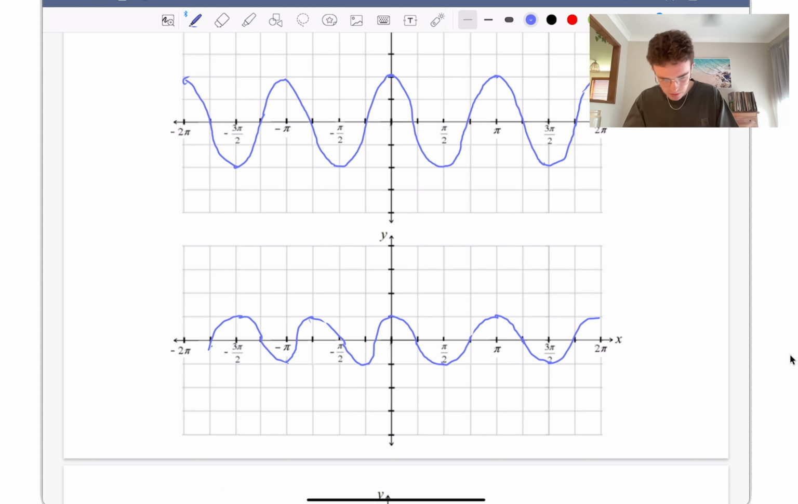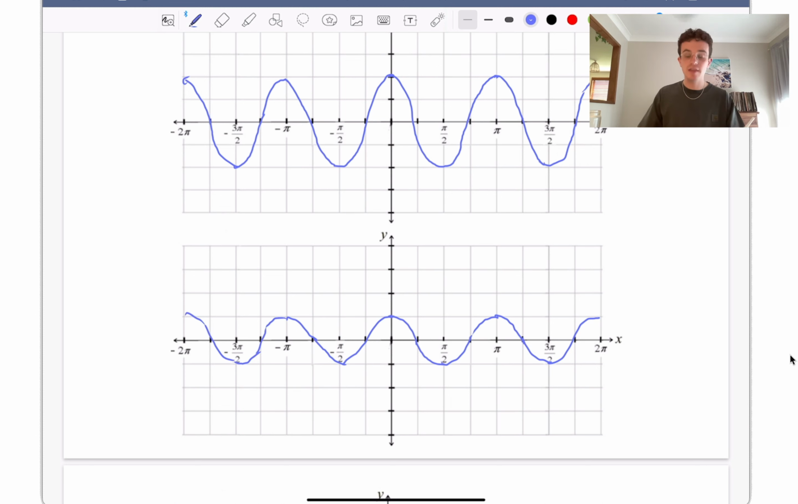I feel like I've done something wrong there. Just bear with me. So it's going to go down like that, and then up, and then down. There, that's better. And then up like that. So that is a half cos of 2x. And that would be 0.5, and this would be minus 0.5.